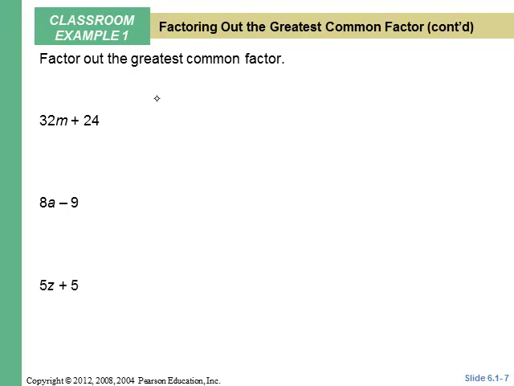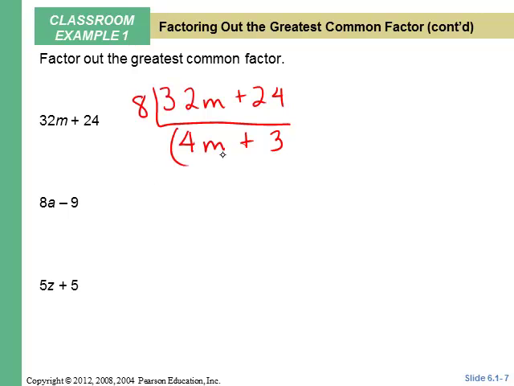So let's try this one, 32m plus 24. The biggest number I can take out of both of these is 8, and I'm left with 4m plus 8. It goes into 24 3 times. So my factored form is 8 times 4m plus 3.